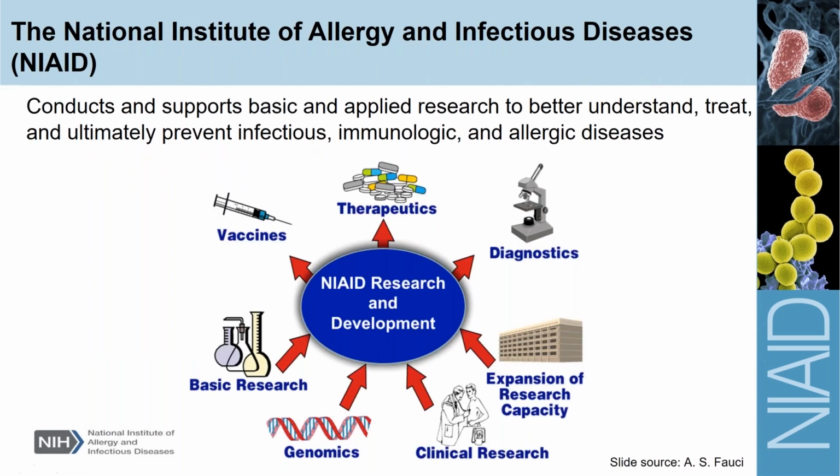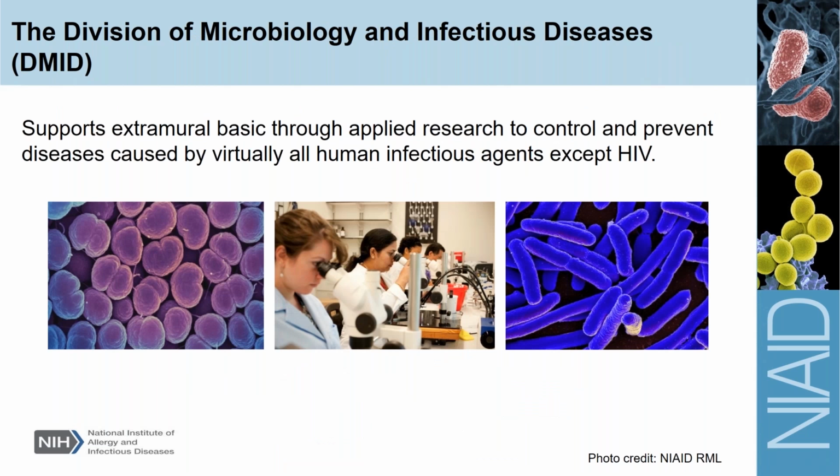So just to orient people, as Francois mentioned, the National Institute of Allergy and Infectious Diseases, where I'm working, is one of 20 institutes that make up the National Institutes of Health, which is the US medical research agency. And specifically, the mission of NIAID is to conduct and support basic and applied research to better understand, treat, and prevent infectious, immunologic, and allergic diseases. The division where I work, the Division of Microbiology and Infectious Diseases, or DMID, its mission is to support the extramural research from basic through applied research, aiming to control and prevent diseases that are caused by all human infectious agents except for HIV. And as Francois mentioned, that's because there's a Division of AIDS that is focused on that particular pathogen.